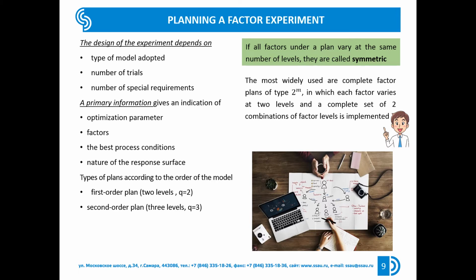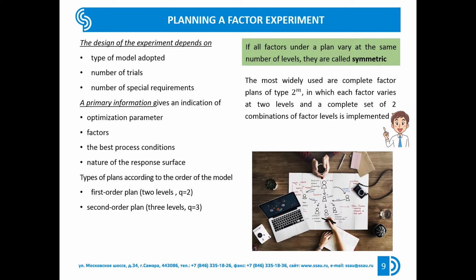Depending on the order of the model taken, a distinction is made between first-order and second-order plans. First-order plans are called two-level plans because the factors in these plans vary at two levels. Second-order plans involve varying factors at three levels and are therefore called three-level plans. If all factors under plan vary at the same number of levels, they are called symmetric. First-order plans allow an experiment to find a regression equation containing only the first degrees of the factors and their products, and second-order plans allow an experiment to find a regression equation containing the second degrees of the factors.